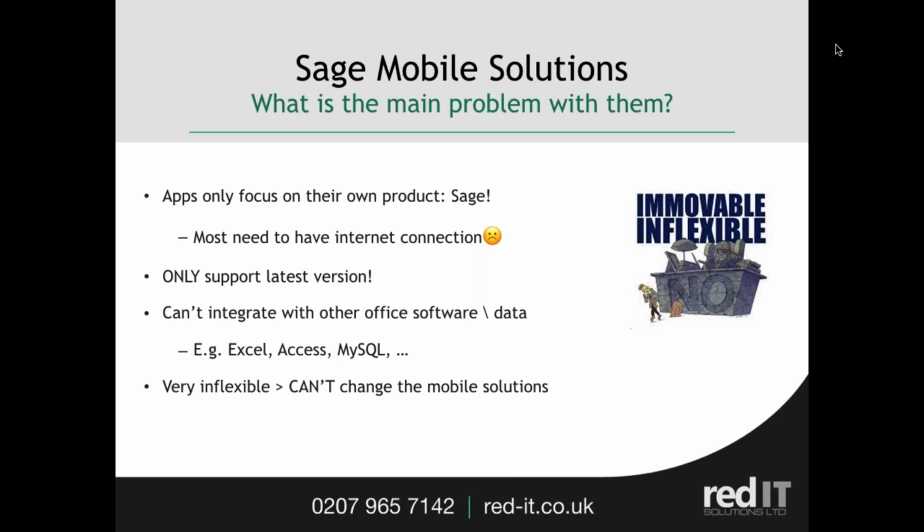Now, in your office, your Sage is only one part of your organization, and it only holds the financial information. You're going to have a hell of a lot of other data, which is key for the success of your business, in other things like Excel, Access. You might even have a website that uses MySQL. So what we need is an ability to share that information to make decision making easier.